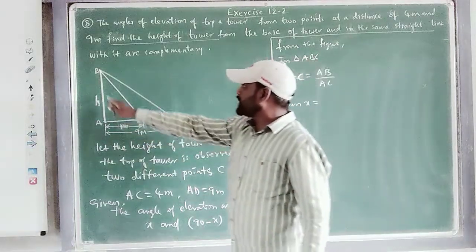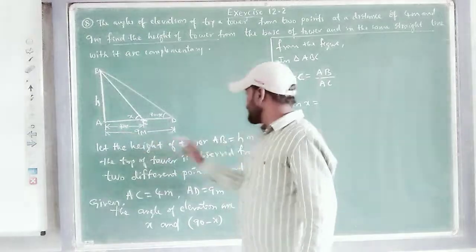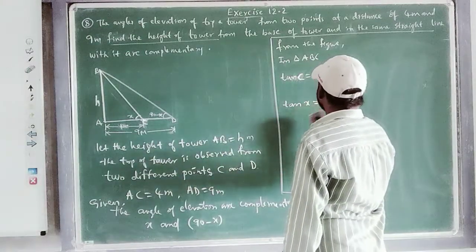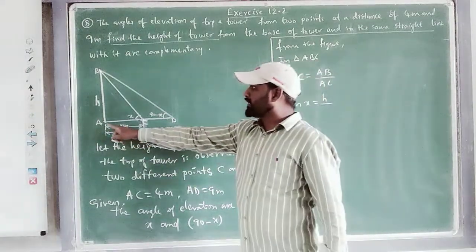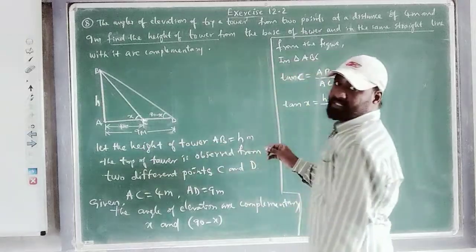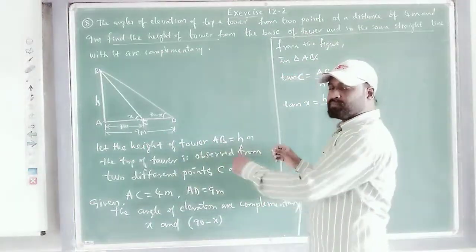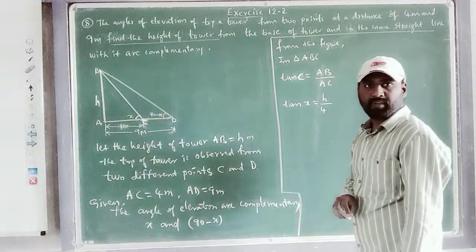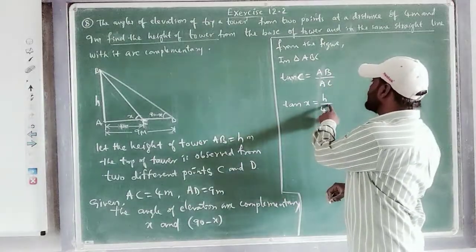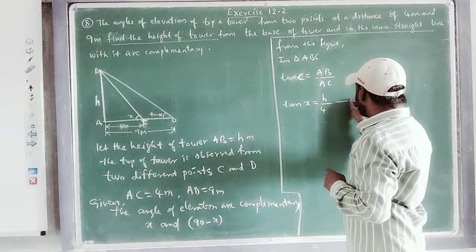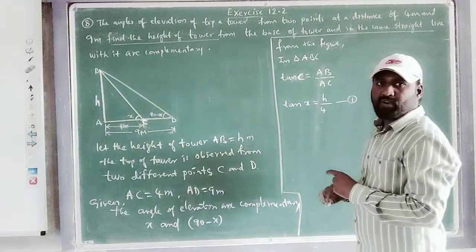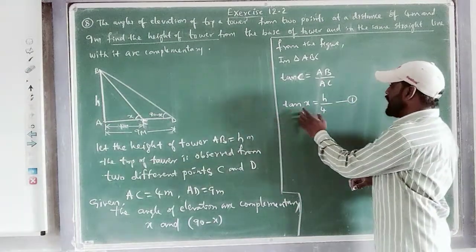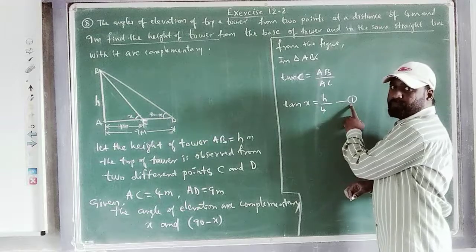AB is the height of the tower, which we assume as h. Now AC is the adjacent side, AC is 4 meters. The first point of observation is C, at 4 meters distance. So tan x is equal to h by 4. I do not know the value of x, so I am not doing anything further. I am calling this equation 1.